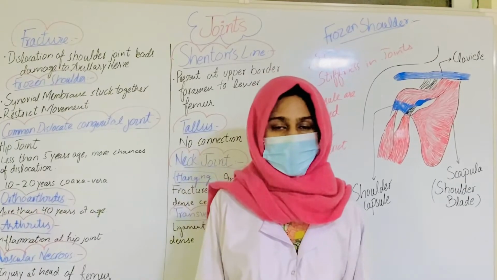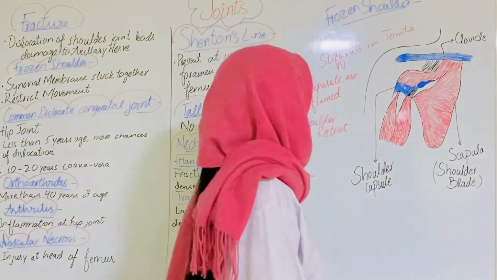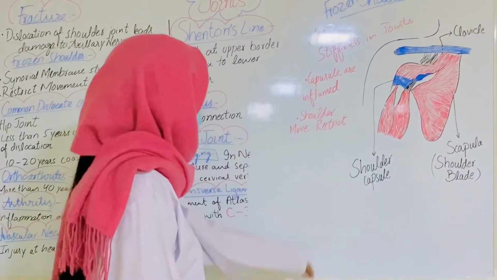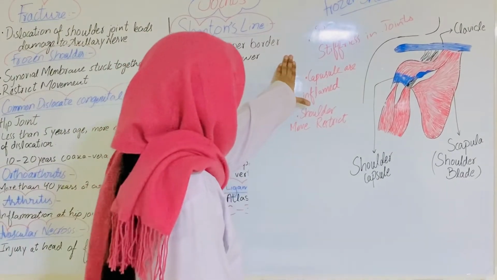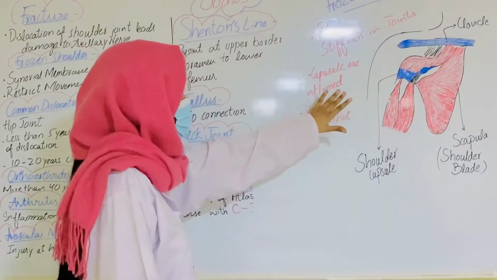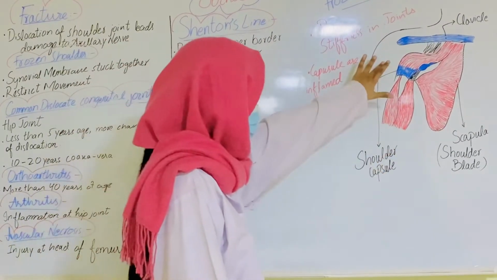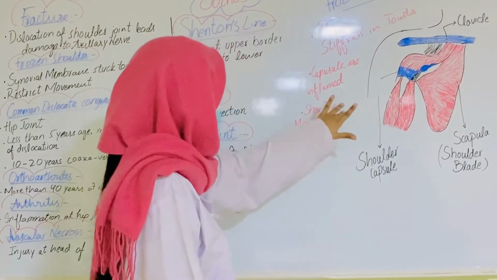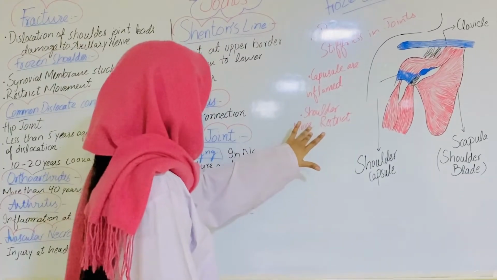Now I will explain frozen shoulder in the diagram. In frozen shoulder there is pain, a feeling of pain and stiffness in the joint. And this is the shoulder capsule. The capsule is inflamed, causing shoulder movement restriction.